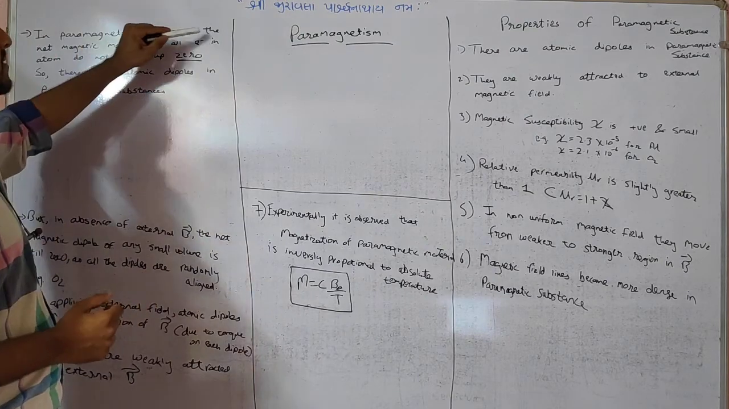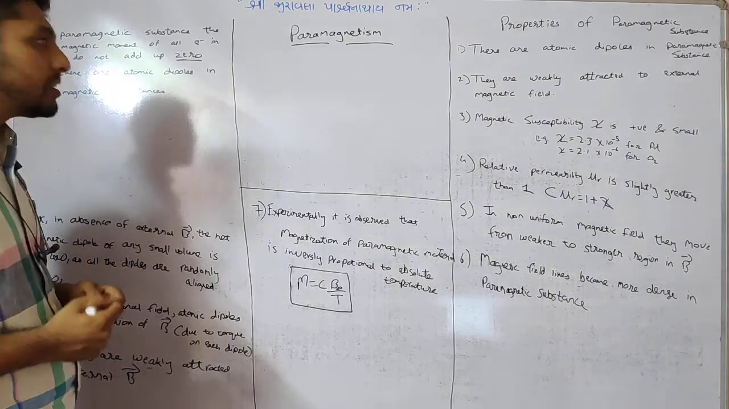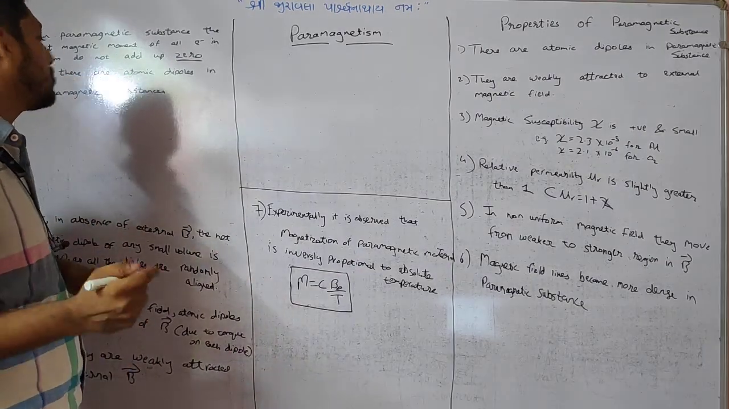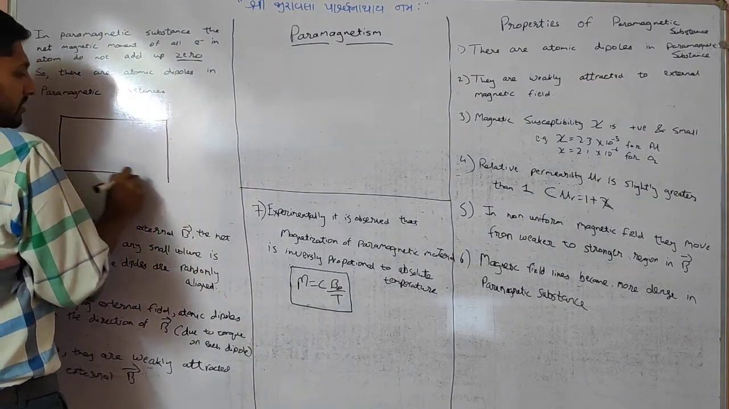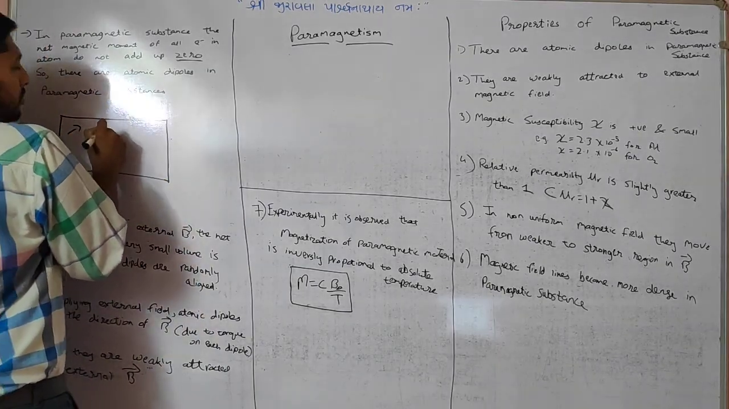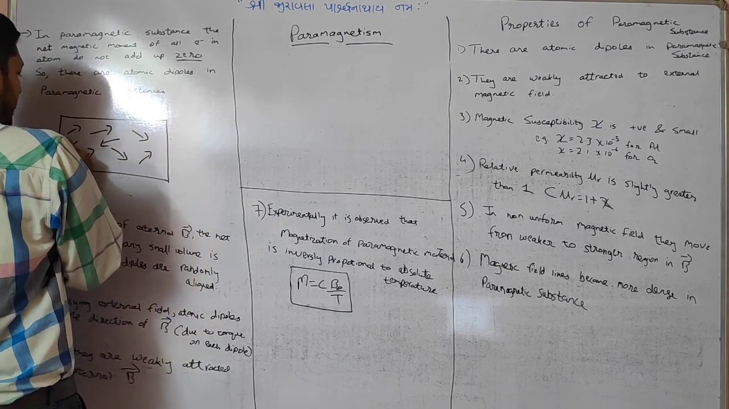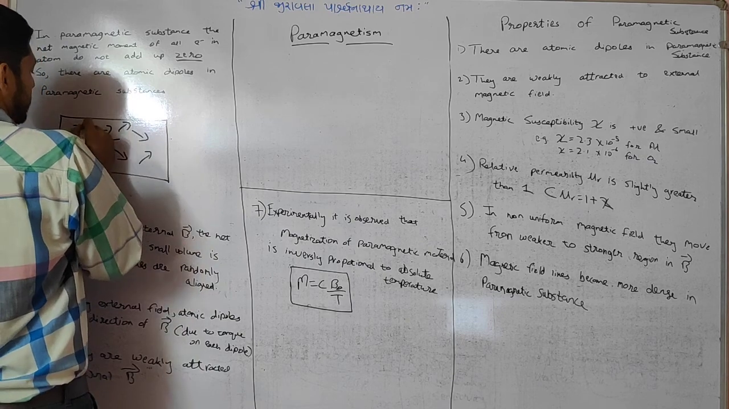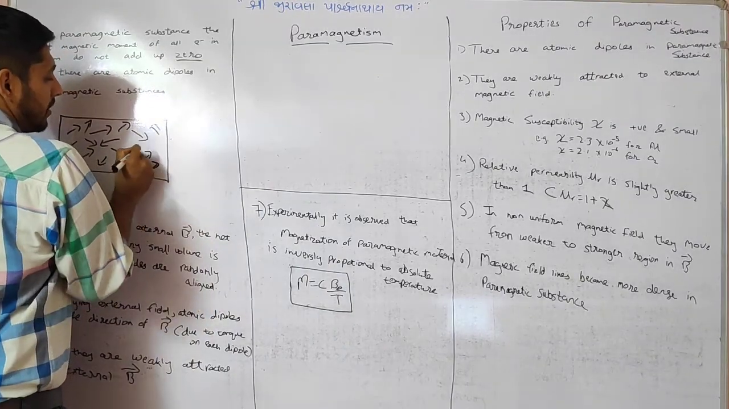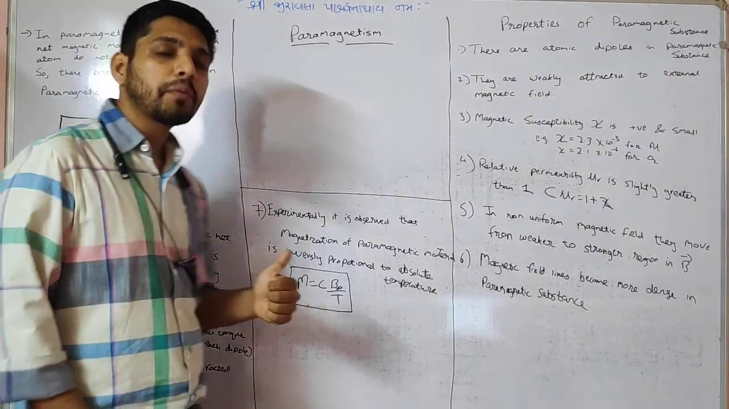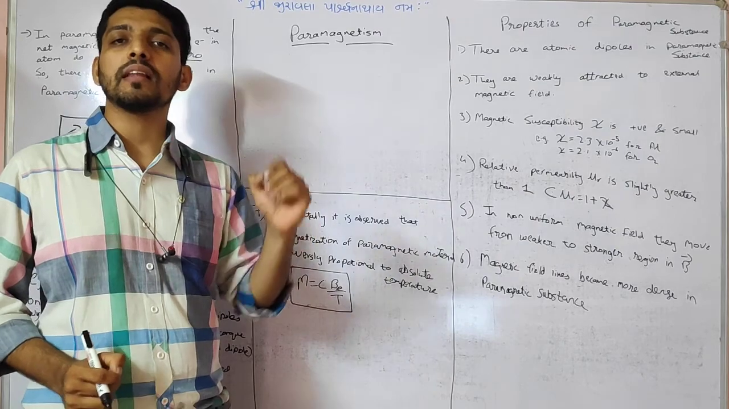Here in a paramagnetic substance, the net magnetic moment of all the electrons in an atom does not add up to 0. So there is a net atomic dipole moment in a paramagnetic substance. Suppose this is a material, it will have some magnetic dipole moment. They all will be in random directions, but each atom will have some net atomic dipole moment. Whereas in diamagnetic material, there was no net atomic dipole or magnetic dipole moment in a single atom.